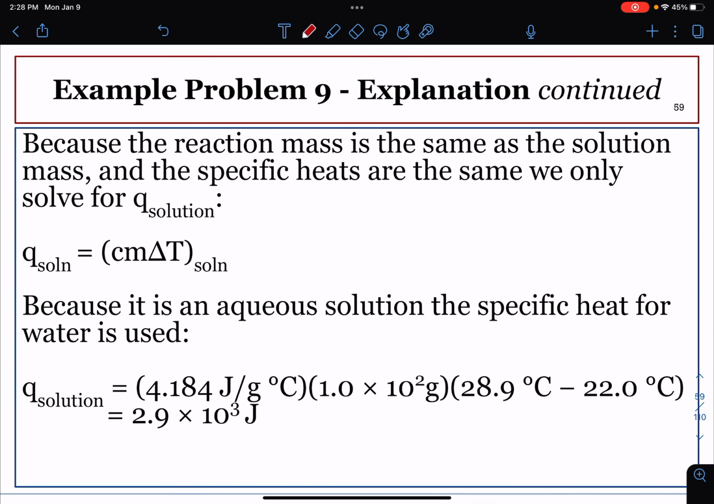So here's a continuation of the explanation. Because the reaction mass is the same as the solution mass, and the specific heats are the same because we're just going to use the specific heat for water for both the reactants, and after you mix them together we still essentially have water, the specific heat will be the same. So in this case, we're just going to find the Q of solution, which has the same equation, C m delta T of the solution. Our C is going to be the specific heat of water, and then the mass is 1 times 10 to the 2, or 100 grams. And then our final temperature is 28.9, and initial temperature is 22. So when we multiply these together, we have 2.9 times 10 to the 3 joules, and that is the amount of energy that's absorbed by the solution. The solution absorbed it because the temperature increased.